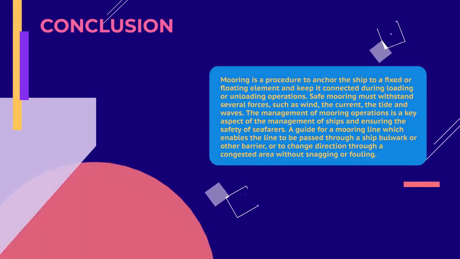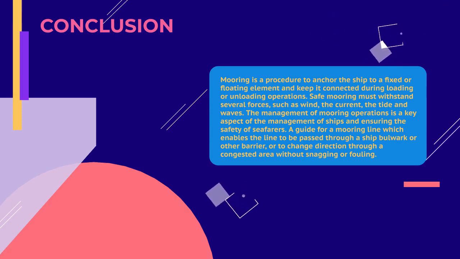In conclusion, mooring is a procedure to anchor the ship to a fixed or floating element and keep it connected during loading or unloading operations. Safe mooring must withstand several forces such as wind, the current, the tide, and the waves. The management of mooring operations is a key aspect of the management of ships and ensuring the safety of seafarers.